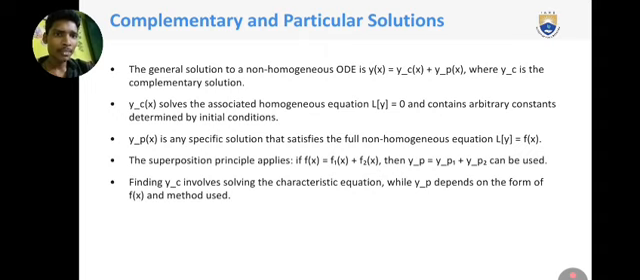y p of x is any specific solution that satisfies the full non-homogeneous equation L of y is equal to f of x. The superposition principle applies: if f of x is equal to f1 x plus f2 x, then y p is equal to y p1 plus y p2. Finding y c involves solving the characteristic equation, while y p depends on the form of f of x and the method used.